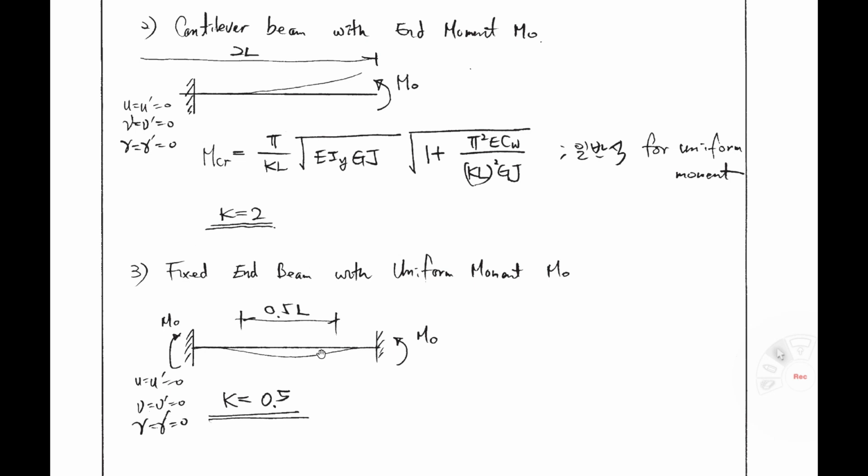How about the fixed end beam case? This point is the inflection point. It looks like a hinge, moment equal 0. So the distance from hinge to hinge is 0.5 L. So K equal 0.5, right? So if you input here, then you can get MCR.